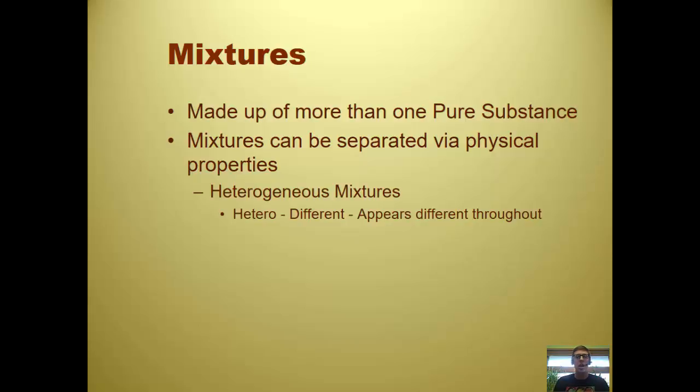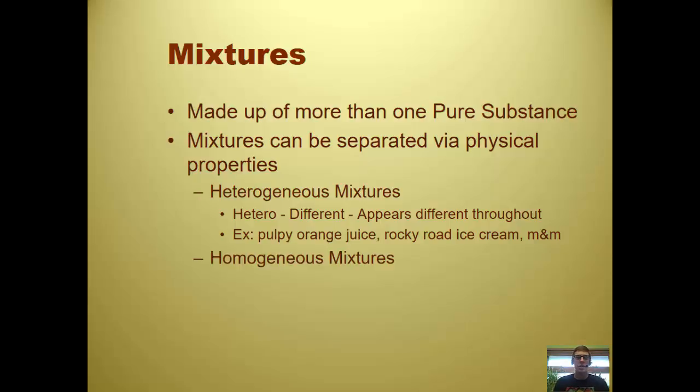Heterogeneous mixtures, remember, hetero means different looking in heterogeneous. Not different atoms. Both kinds of mixtures are going to have different types of atoms, but they're different looking. They have different phases. So pulpy orange juice, you could see the pulp. You could see the orange liquid. Rocky Road ice cream, it's got all the little chunks in there. It's got delicious ice cream in there. M&Ms are heterogeneous mixtures. You could see all the different types of M&Ms.